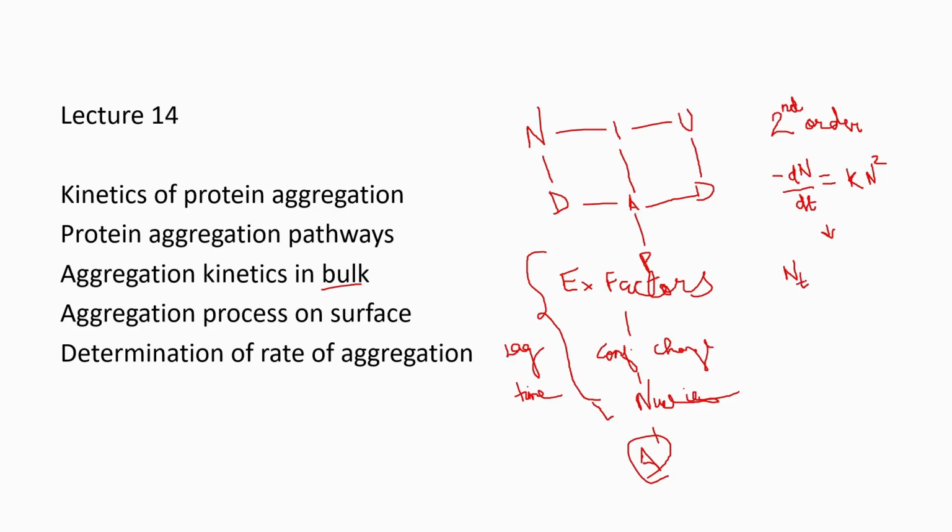t we will have n naught by 1 plus n naught kt. This expression describes the rate of aggregation in bulk.